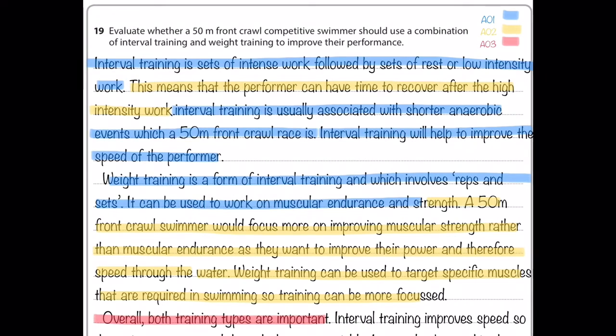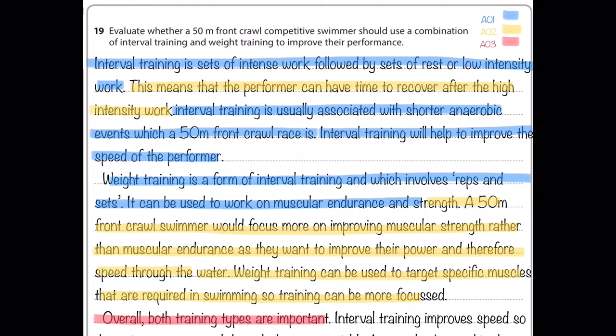So you're just trying to put down as much of your knowledge as you can at the start, because that will guarantee you get the AO1 marks. And then interval training will help to improve the speed of the performer. So it's literally just stating down facts from my knowledge.